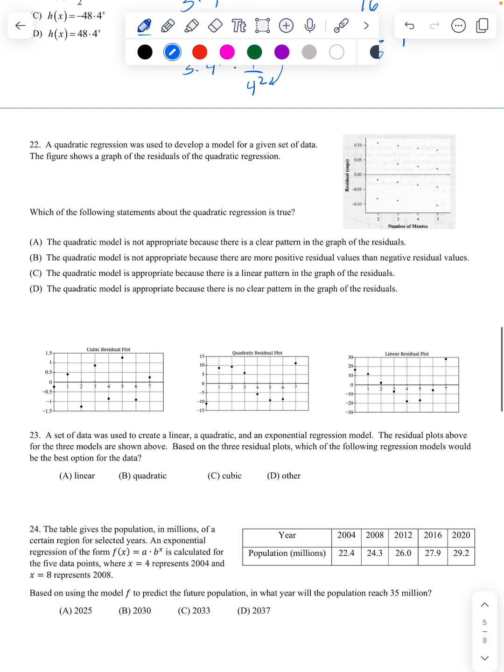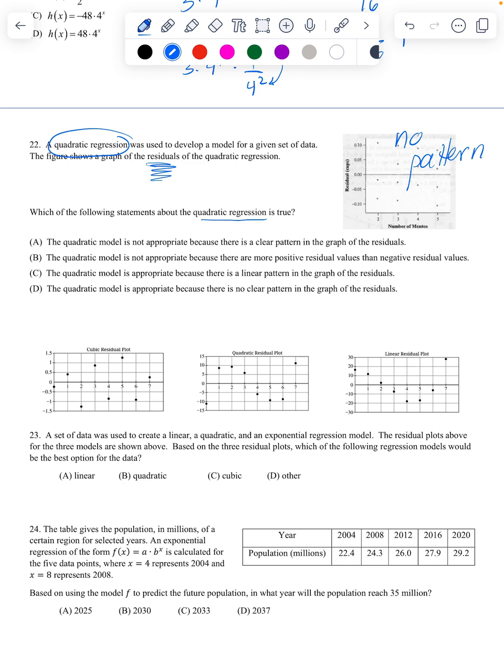We're going to have to quit pretty soon for school, but let's see if we can knock out a couple more. A quadratic regression was used to develop a model for a given set of data. The figure shows a graph of the residuals. Okay, one thing to note is that this has no pattern. So that is good news. Which of the following statements about the quadratic regression is true?